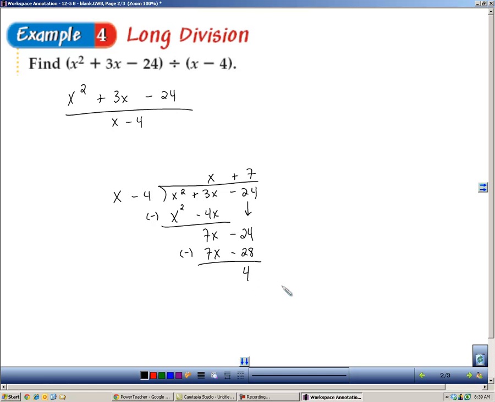Now here's where we got a remainder. And I'm going to show you how to write this. So x minus 4 is going to go into this trinomial x plus 7 times, but then we're going to write this remainder, but the remainder has yet to be divided by x minus 4. So we write the remainder as this value here, 4, divided by the x minus 4 that's out in front. And this is as far as you can divide these two polynomials.